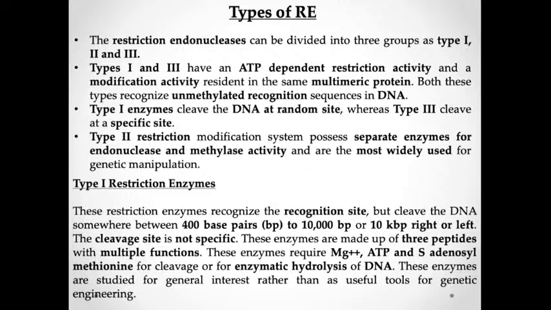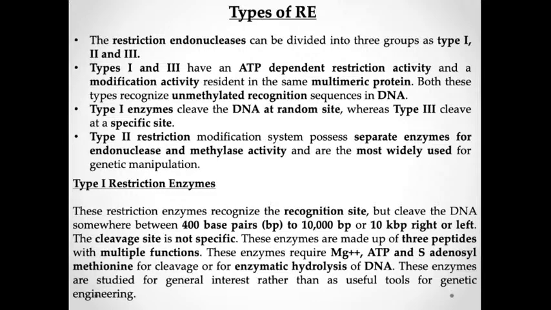So there are three types of restriction enzymes we have discussed: type 1, 2, and 3. Type 1 and 3 have ATP dependent restriction activity and modification, and both of these recognize unmethylated recognition sequences, so they don't require the methylated one. Type 1 enzyme cleaves the DNA at random sites, whereas type 3 cleaves at a specific site. Whereas type 2 possesses separate enzymes, that is the endonuclease and methylase activity, as we have discussed in the mode of action, and is most widely used for genetic manipulations. So type 2 restriction enzyme is the most highly used, not the first and 3.